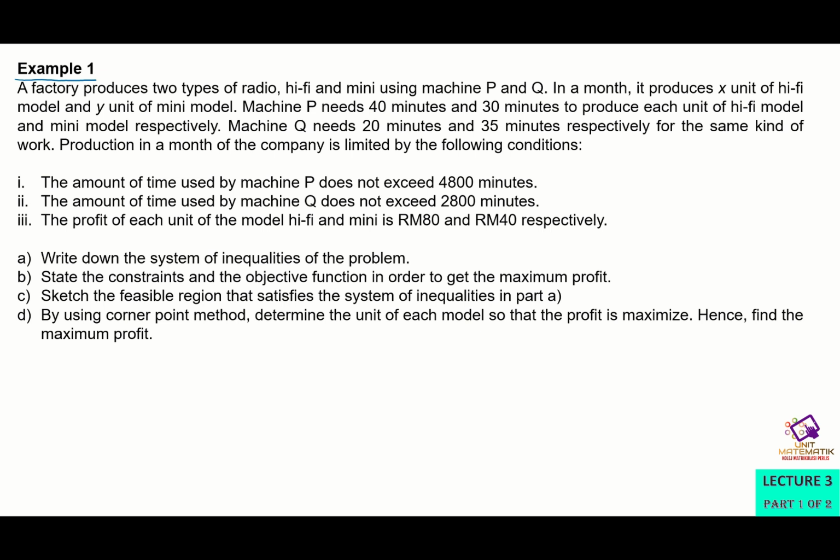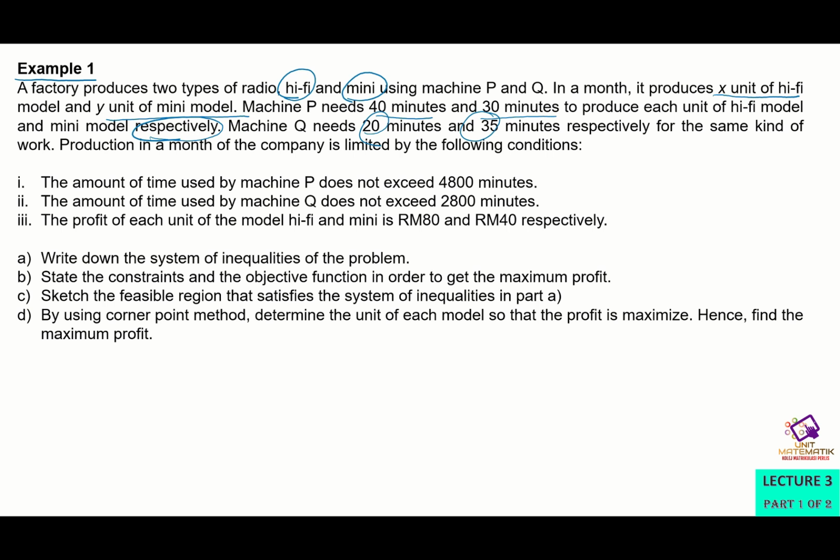A factory produces two types of radio, hi-fi and mini, using machine P and Q. In a month, it produces X unit of hi-fi model and Y unit of mini model. Machine P needs 40 minutes and 30 minutes to produce each unit of hi-fi model and mini model respectively. Machine Q needs 20 minutes and 35 minutes respectively for the same kind of work.